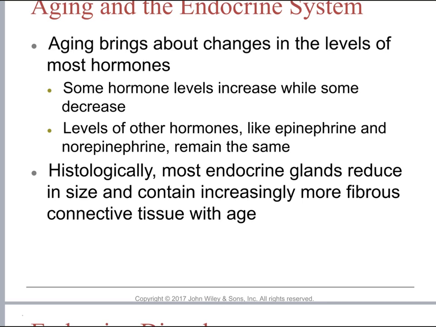So the trend that we see with all of our systems is that aging brings about changes in the levels of most hormones. Now, some hormone levels increase while others decrease. Levels of hormones like epinephrine and norepinephrine remain the same, but things like insulin and testosterone and estrogen tend to dissipate over time. Histologically, most endocrine glands reduce in size and contain increasingly more fibrous connective tissue with age.